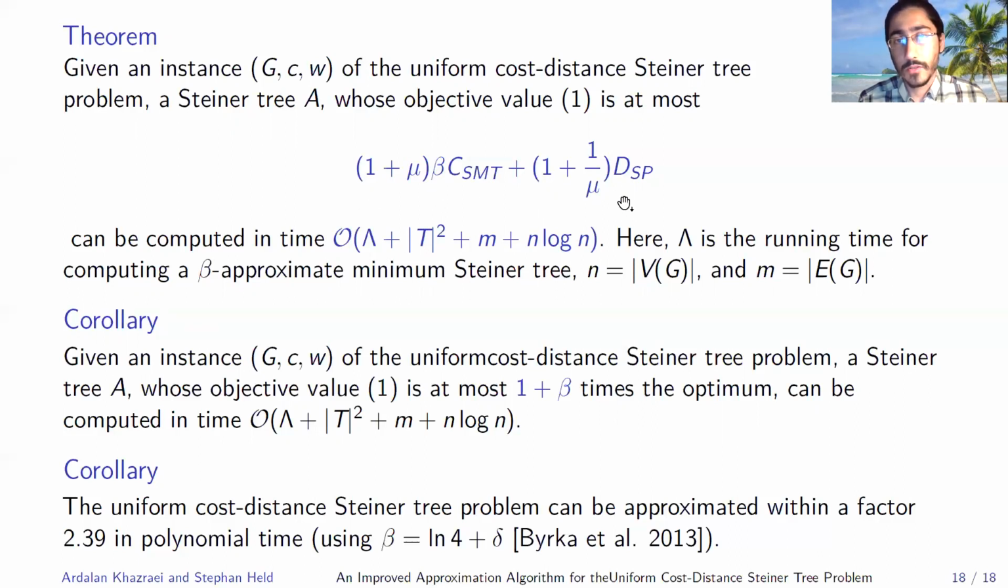Now, setting these two factors equal to one another, as in the previous method, but now with one of our factors missing a 2 here, we can obtain an improved approximation bound of 1 plus beta, where beta is the Steiner approximation ratio, which for ln of 4 plus a small value evaluates to 2.39, which is a significant improvement over the previous 2.87.